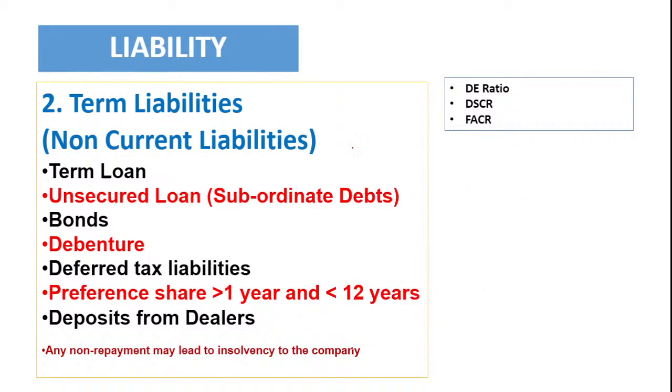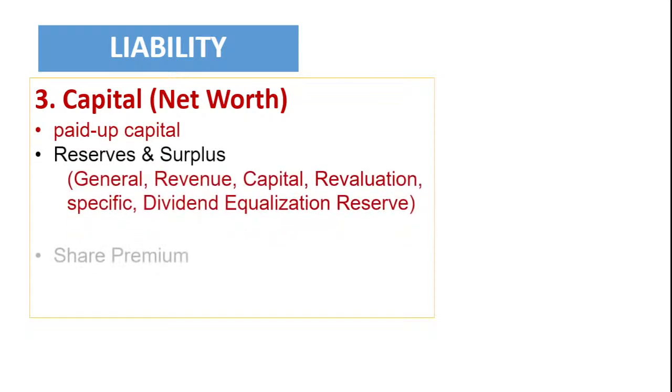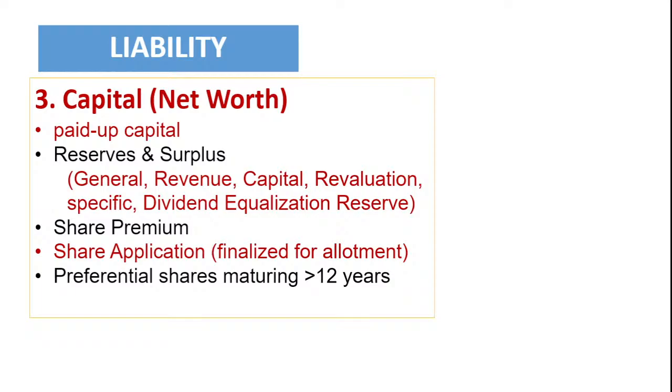Okay, friends. Now, hoping that up to this point you have understood the various components of term liability, we will now discuss the components of the capital or net worth. What are the components of the capital or net worth? Here there are paid up capital, reserve and surplus, share premium, share application money pending allotment, preference share maturing more than 12 years. As I said, friends, there are so many, then capital subsidy. The validity of the preference share may be even 15 years or 20 years.